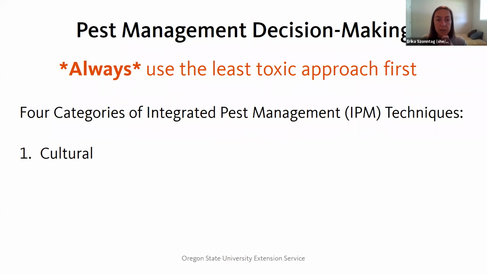The first of those categories is cultural control. That basically means not giving the pest, whether it's a weed or an insect or a fungus, the opportunity to take hold. So for example, with watering, it's generally recommended to water between about midnight and 6 a.m. if you're watering a lawn. This reduces evaporative losses. If you water in the middle of the day, a lot of that's just going to go right up, especially if it's 90 degrees and sunny.